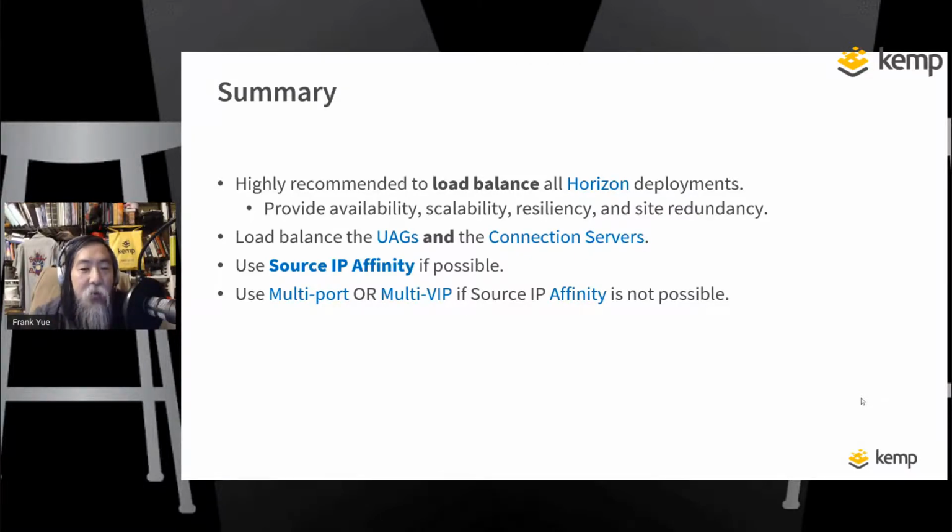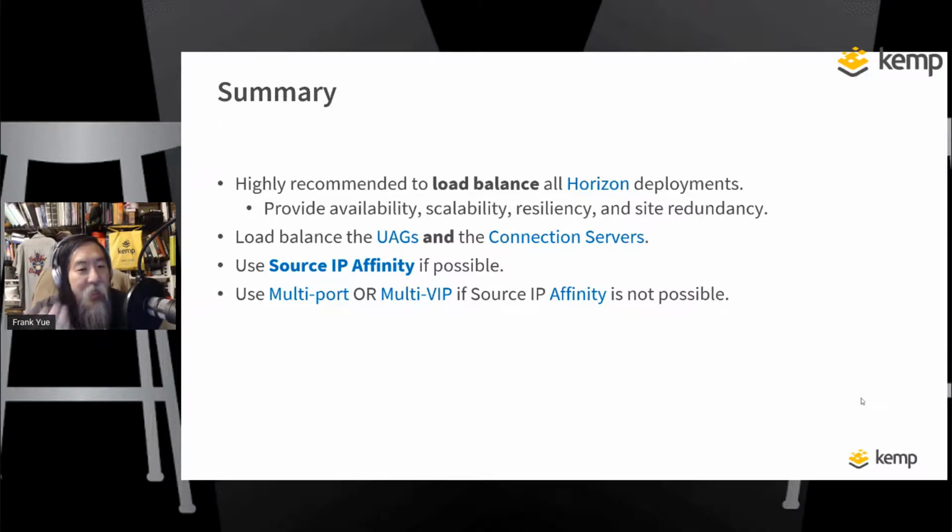Source IP affinity will not work because the UAGs will get confused with two different clients coming with the same IP address. And if that is the case, you have to use multi-port or multi-VIP to make it work. Which one you use depends upon where your pain is. Multi-port means you need to open up more holes on the firewall. Multi-VIP means I need to burn more public IP addresses.